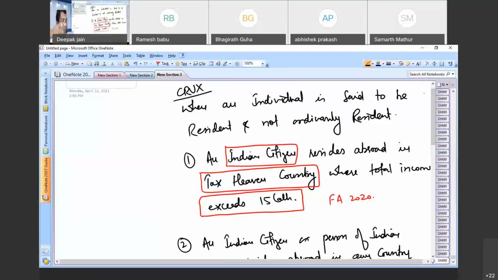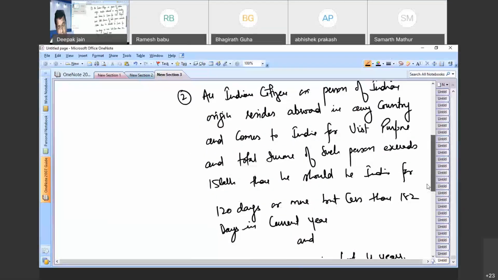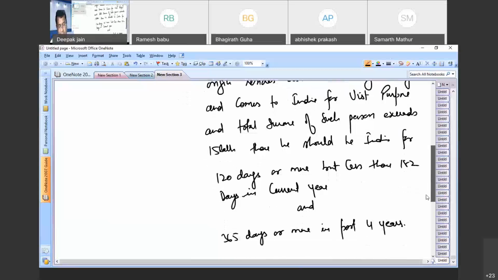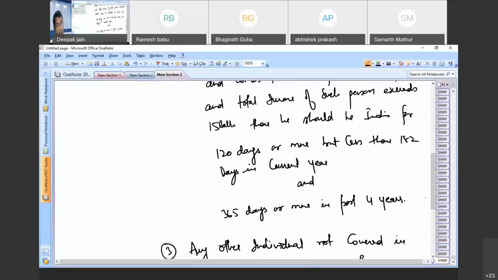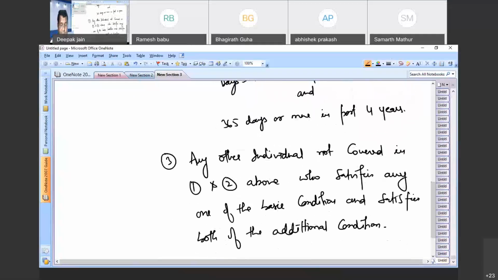In the following three situations, an individual is said to be resident and not ordinarily resident. Number one, Indian citizen resides abroad in tax haven country where total income exceeds 15 lakh. Number two, Indian citizen or person of Indian origin resides abroad in any country, comes to India for visit purpose, total income exceeds 15 lakh, then he should be in India for 120 days or more but less than 182 days in current year and 365 days or more in past 4 years. Number third, any other individual not covered in 1 and 2, if he satisfies any one of the basic conditions and both of the additional conditions. So this is the whole crux of residential status regarding amendment.